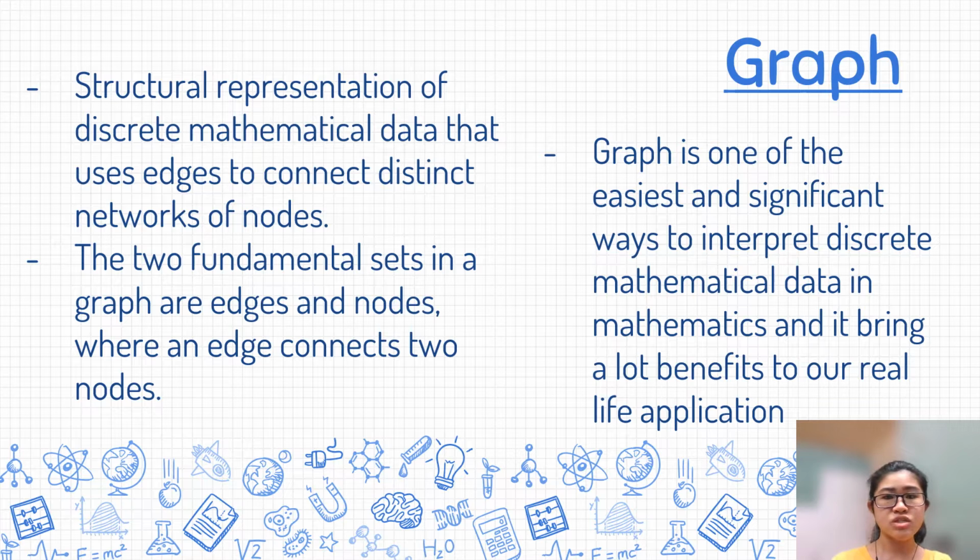The first application of discrete math in real life that we want to introduce is the graph. The graph is a structured representation of discrete mathematical data that uses edges to connect a distinct network of nodes. The two fundamental sets in the graph are edges and nodes, where an edge connects two nodes. Graph is one of the easiest and most significant ways to interpret discrete mathematical data, and it brings a lot of benefit to our real-life applications.